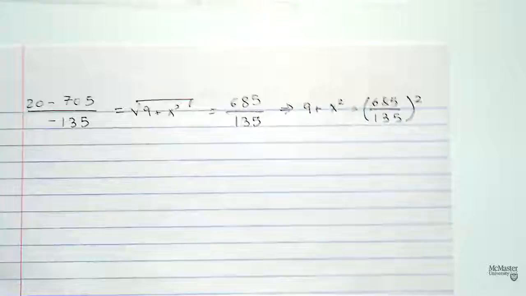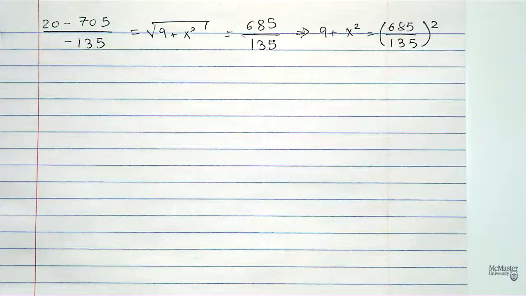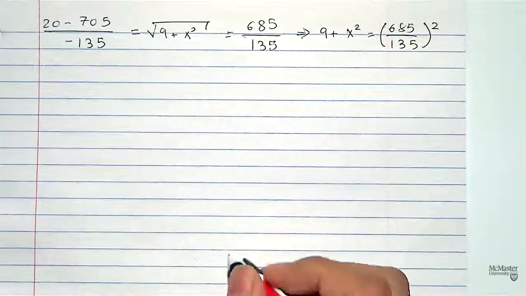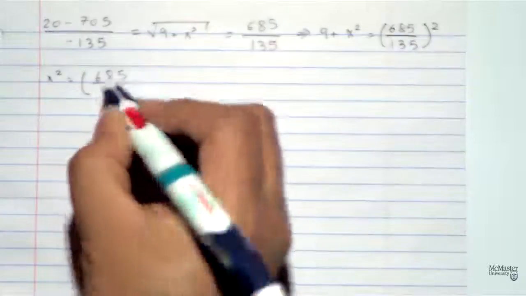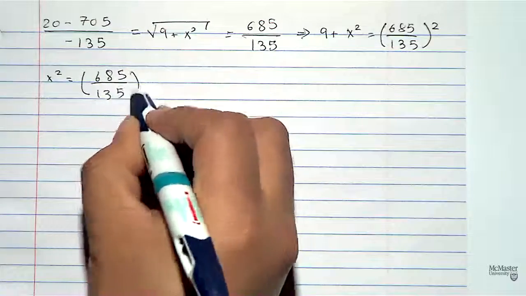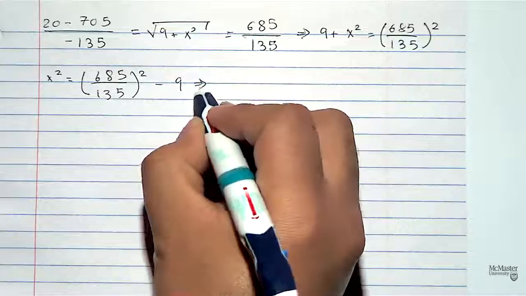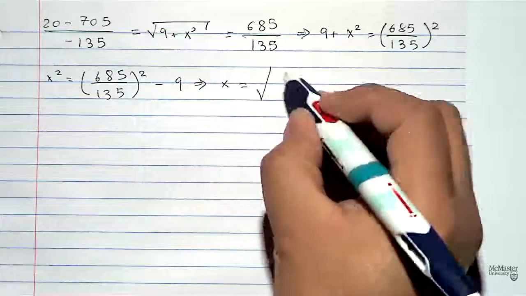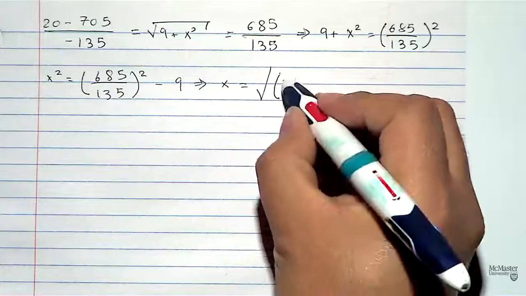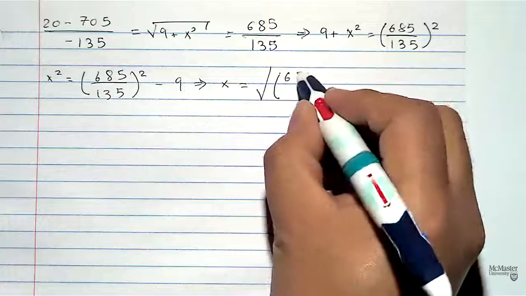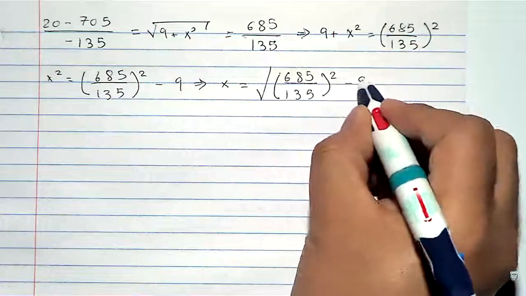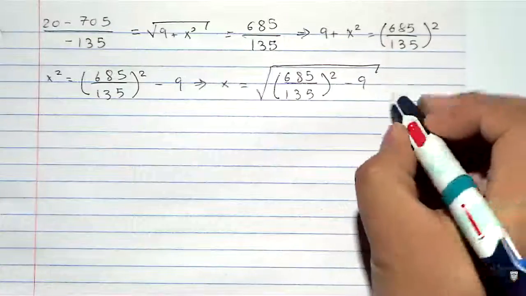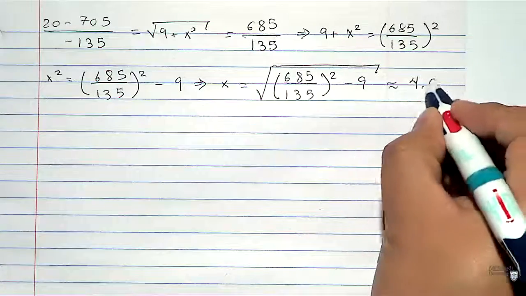And you simply solve for x continuing. So you have x squared equal to 685 divided by 135 squared minus 9. And you simply solve now. So you have the square root of this object. Of course, you can use the calculator for the computation. 135 squared minus 9, which is around 4.09.